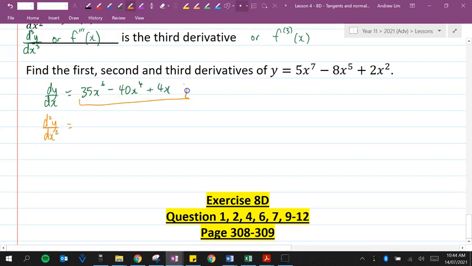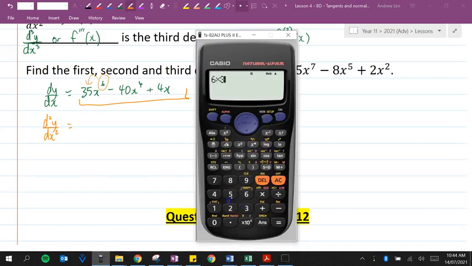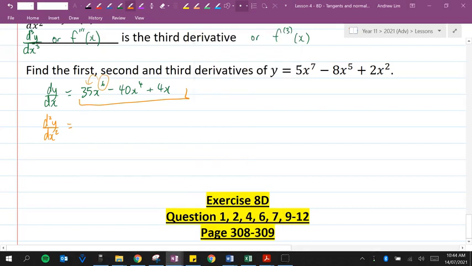Second derivative, d2y/dx squared. Now we're differentiating this, so we need to bring down this power. 6 times 35 is 210. So we've got 210x to the power 5 minus 40 times 4 is 160x cubed plus 4. Power of 1, 4 times 1 is 4, and then the x disappears because when we reduce the power of 1 to 0, x to the power of 0 is just 1.